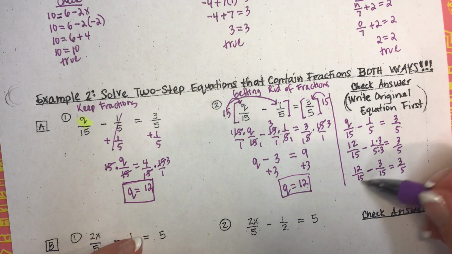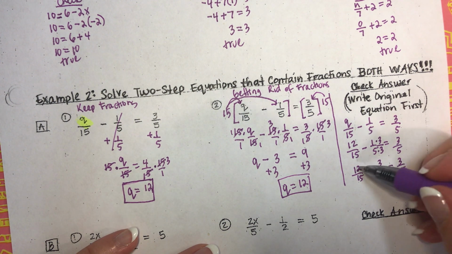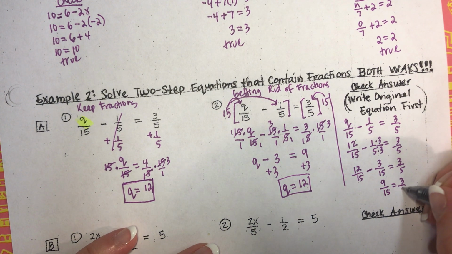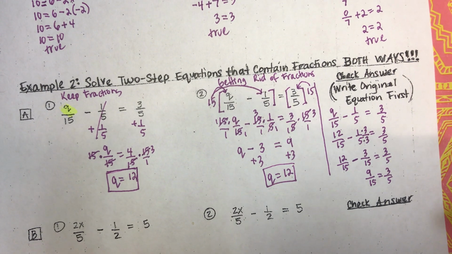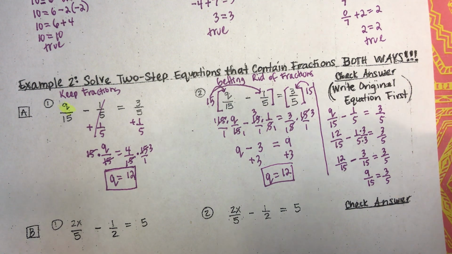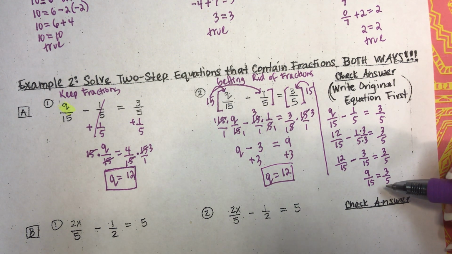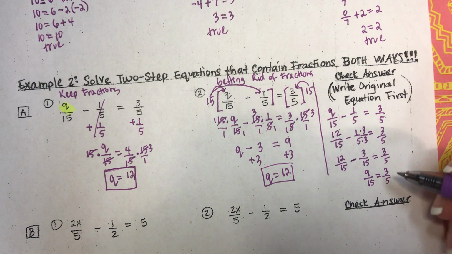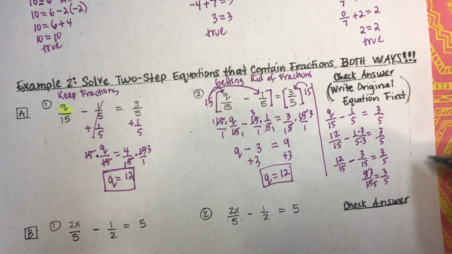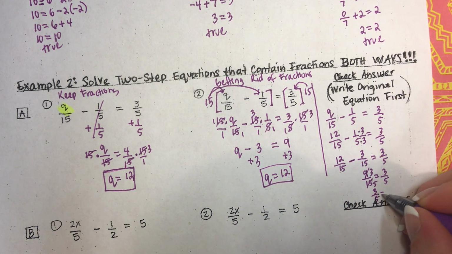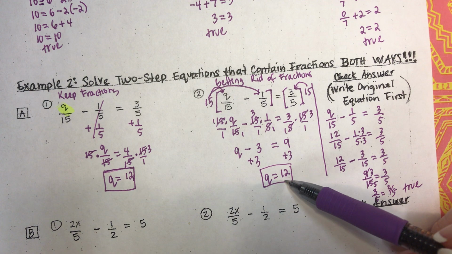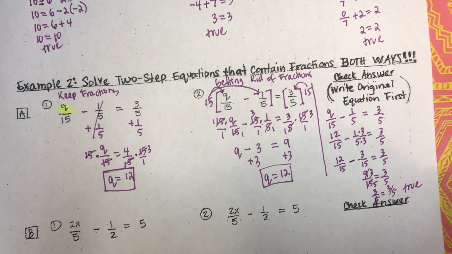So we have this, and now that we have a common denominator, we just subtract these numbers on top. So 12 minus 3 is 9. So we end up with 9/15 equals 3/5. And those aren't the same, but we can reduce this 9/15 because there's a common factor between 9 and 15. What goes into 9, which also goes into 15? 3. If you said 3, you're right. 3 goes into 9 3 times, and 3 goes into 15 5 times. So there we have it. We have our 3/5 equaling 3/5, which is a true statement, which means our solution, Q equals 12, is the solution to the original equation.